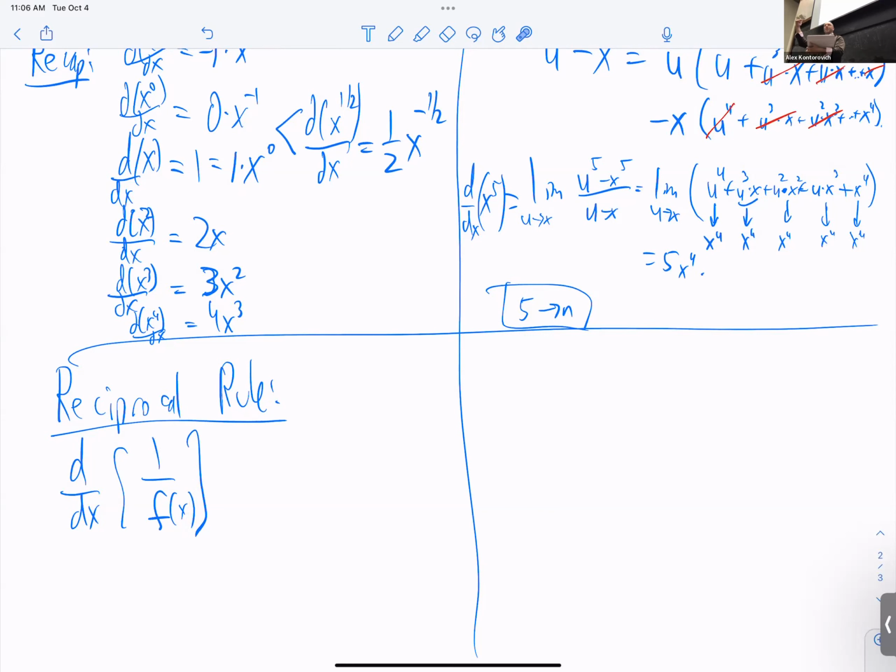But if we're trying to prove the product rule, we can't use the product rule to prove the product rule. And moreover, we actually need the chain rule if we want to use the product rule with this. But we can do this directly. We can do this from the definition.